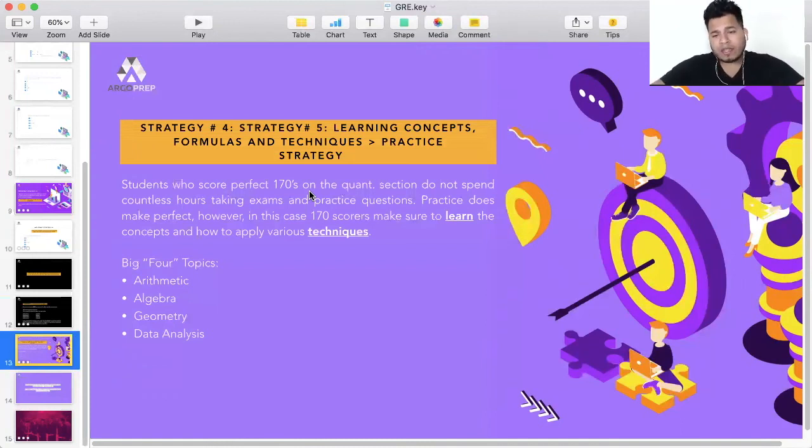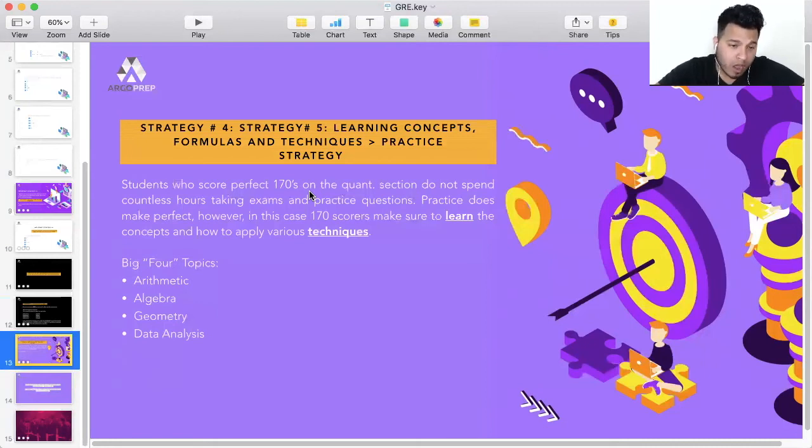So the big 4 topics in the GRE math section are arithmetic, algebra, geometry, and data analysis. Sounds simple? Not really. They're much further divided into subtopics, of course. But this is just the big 4. ETS likes to define it as the big 4 topics. There's a bunch of subtopics that you need to know there.